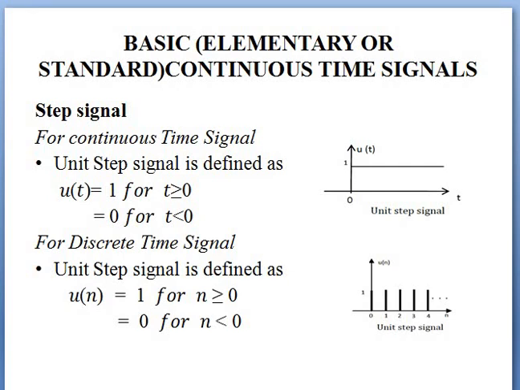Step signal. For continuous time, the step signal is defined as u(t) is 1 for t greater than or equal to 0 and 0 for t less than 0. And for the discrete time signal, u(n) is 1 for n greater than or equal to 0 and 0 for n less than 0. The graphical representation of both continuous and discrete time step signals is shown in the figure.